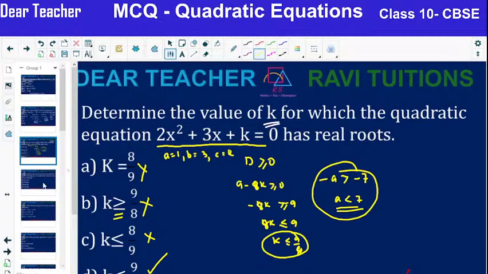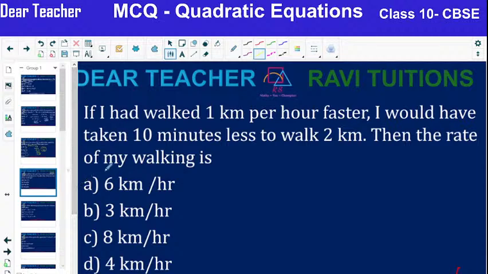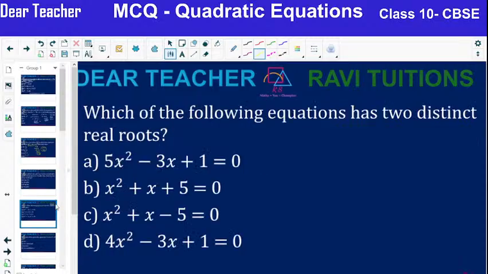So let us go to the next question. If I had walked 1 kilometer per hour faster, I would have taken 10 minutes less to walk 2 kilometers than the usual rate of walking. 1 kilometer per hour faster. Let us skip this question.